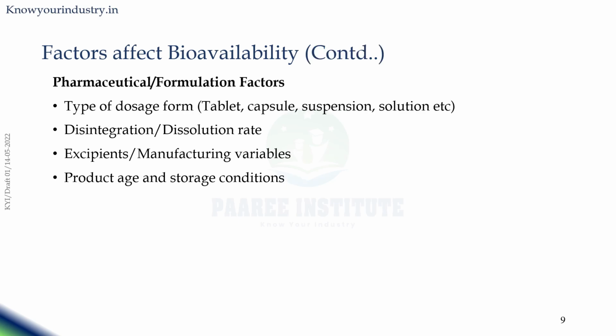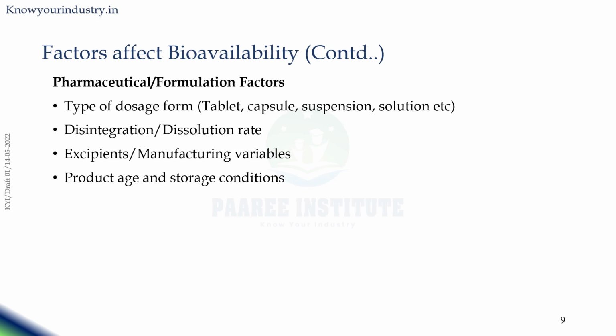Now we come to the factors which are related to pharmaceutical or formulation, like the type of dosage form. There are different types of dosage forms like tablets, capsules, suspension, and solution. The superior bioavailability will be there for the solution formulation because it is an instant solution where the drug disintegration and dissolution steps are avoided. So solution has the superior bioavailability, followed by the suspensions or maybe the tablets and capsules, depending on the formulation. So here the type of dosage form can affect the bioavailability.